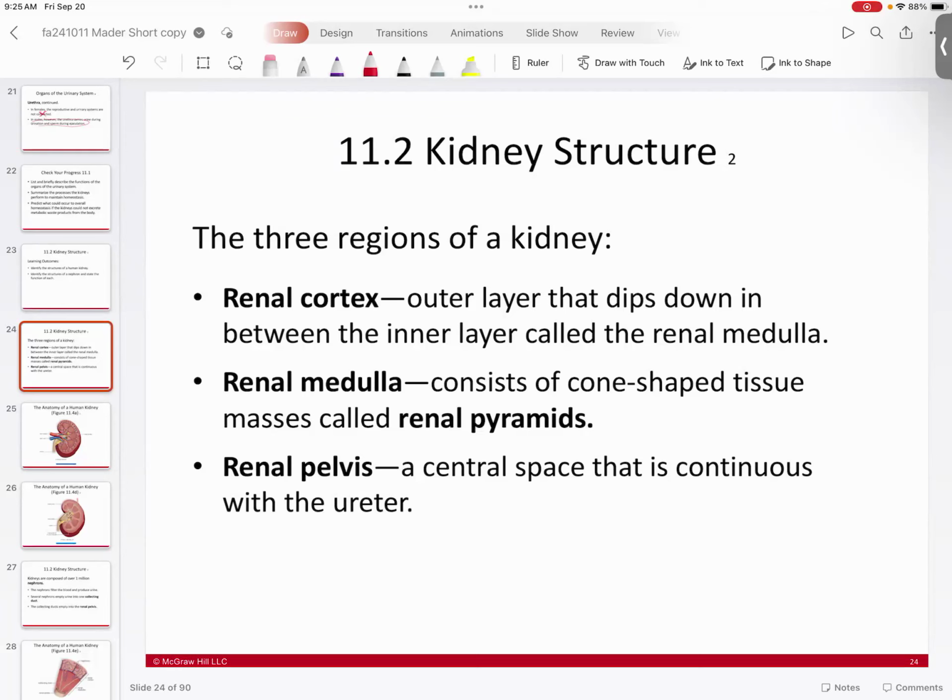By the way, cortex and medulla are just terminology. Cortex is anything on the outside, medulla is in the middle. It also has a renal medulla in the center portion. In this, the tissue is organized into cone-like structures called renal pyramids. As you move further inward, you'll run into the renal pelvis, a central space that is basically like a big funnel that drains urine into the ureter itself.